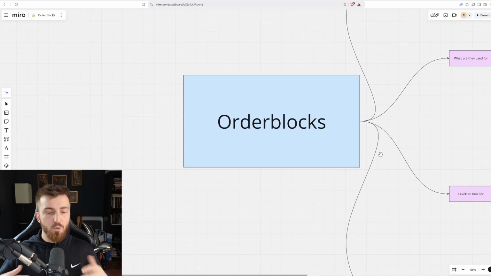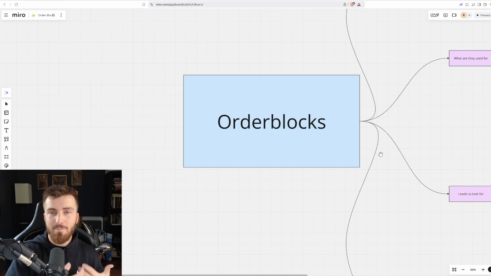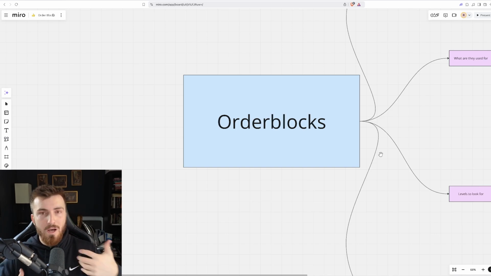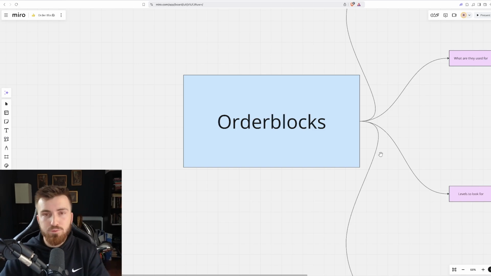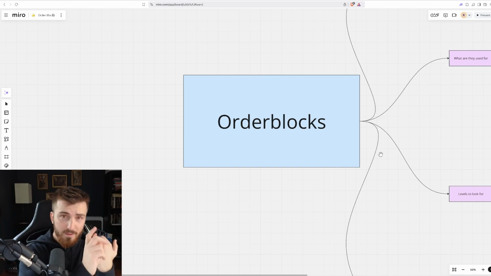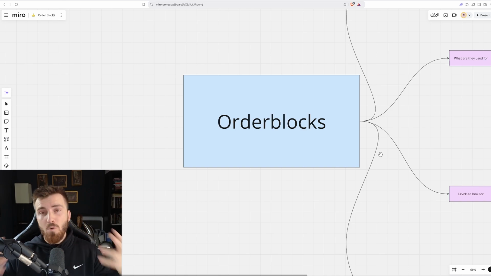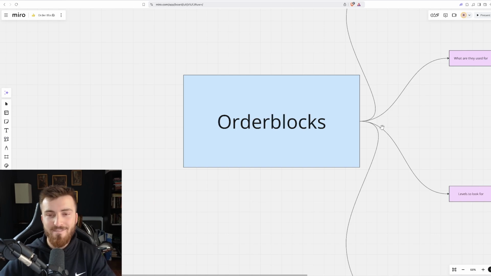Now, order blocks are actually one of my favorite concepts, even though we are going to be using fair value gaps a lot, and fair value gaps tell you a lot about price. Same thing with order blocks, they tell you a lot about price. Order blocks and fair value gaps are going to be crucial when it comes to predicting the bias of the market, having entries, having exits, multiple things. So let's break down order blocks in a very simple way.